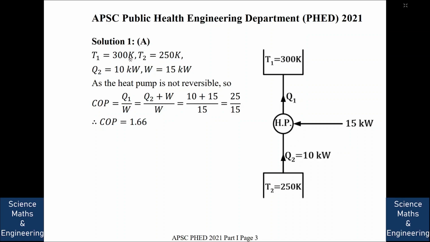See, T1 is given as 300 Kelvin, T2 is given as 250 Kelvin, Q2 is given, that is 10 kilowatt, and W is given as 15 kilowatt. Now, the heat pump is not reversible, so COP would be Q1 divided by W. Had this heat pump been reversible, our COP would also have been equal to T1 divided by T1 minus T2. But as it is not reversible, the COP would be only Q1 divided by W, which comes to around 25 by 15, that is 1.66. So we'll go to the next question.